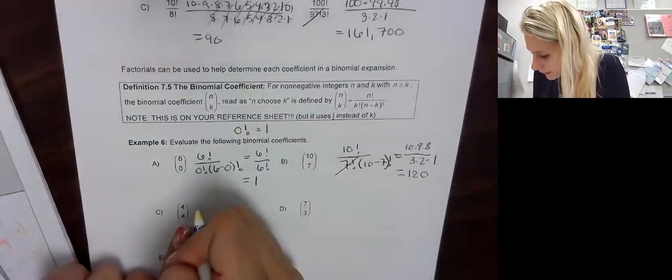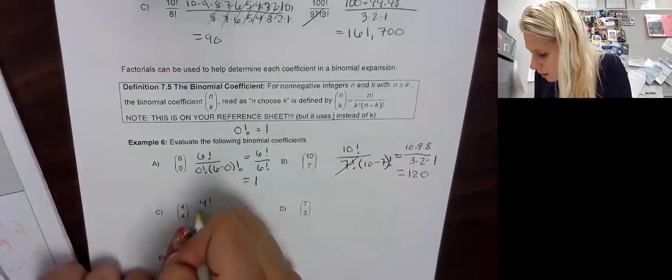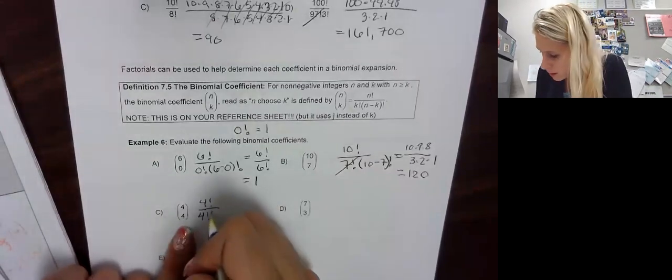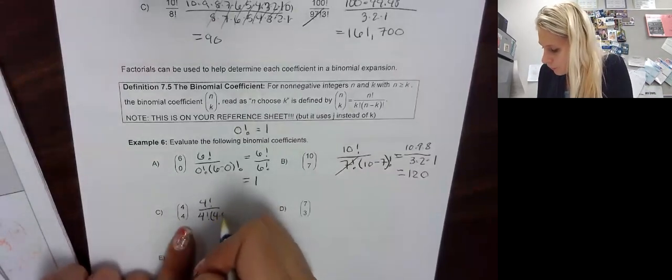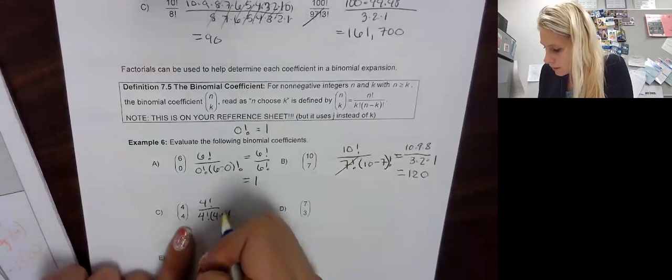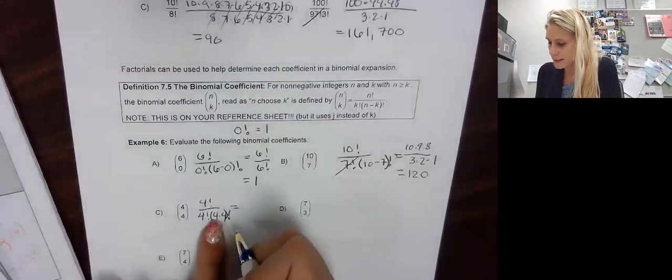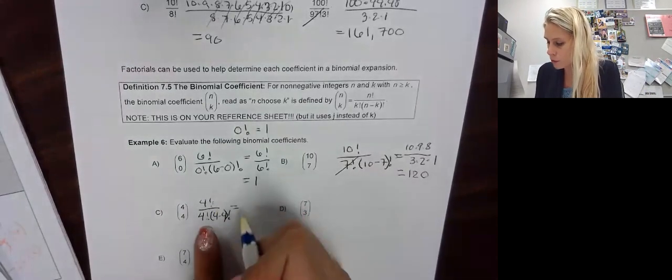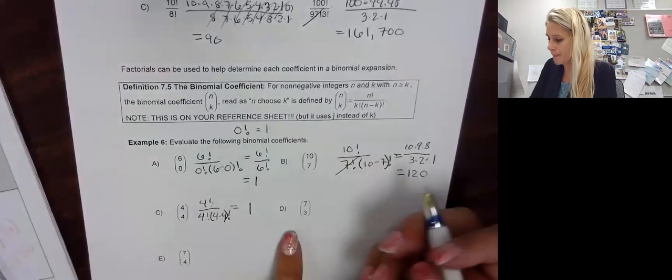All right, let's set this one up. 4 factorial over 4 factorial times 4 minus 4 factorial. Well, did you guys see that this is 1? So I'm really looking at 4 factorial over 4 factorial, which is 1.